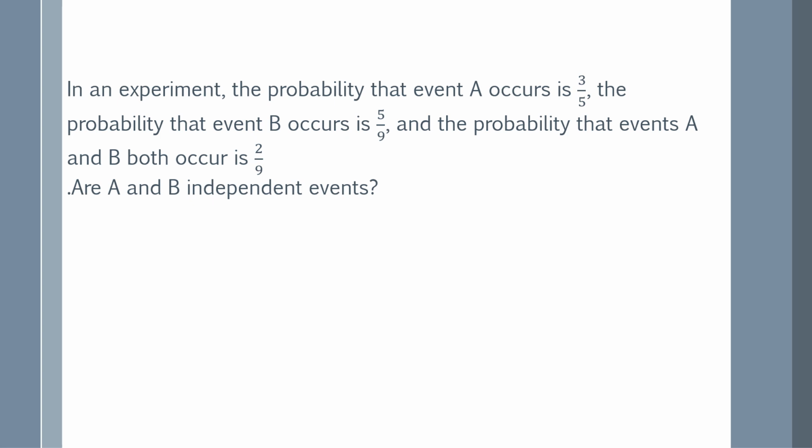Alright, so let's do this one. In the experiment, the probability of A occurs is 3/5. The probability of B occurs is 5/9. And the probability that the events A and B occur is 2/9. Are they independent? To determine that, you get A times B, which is A and B, 2/9. So that means that when you multiply them separately, they should equal 2/9 for them to be independent.